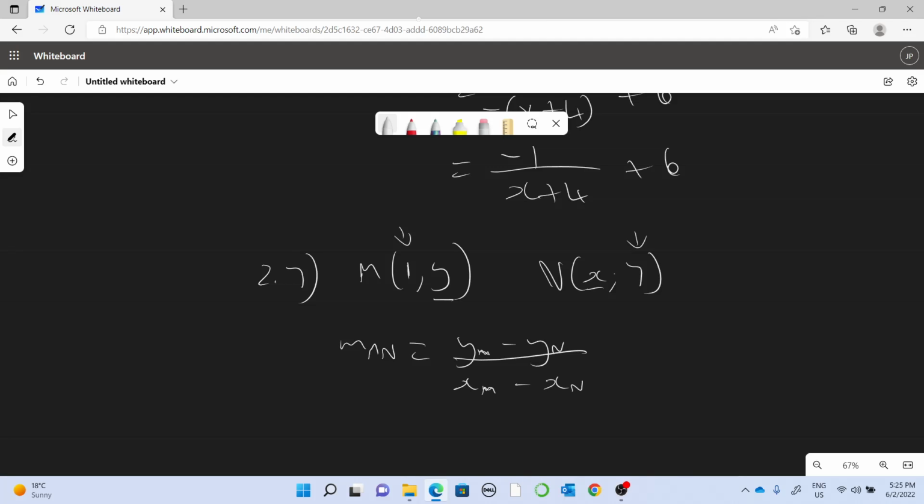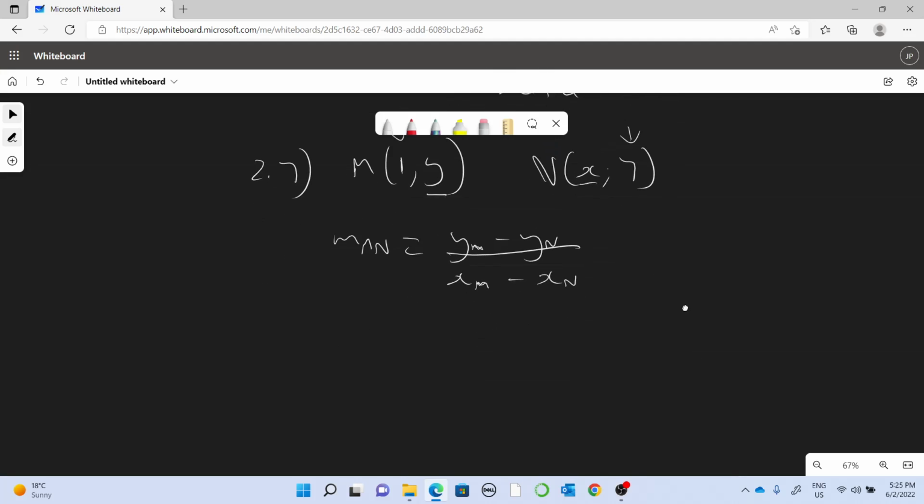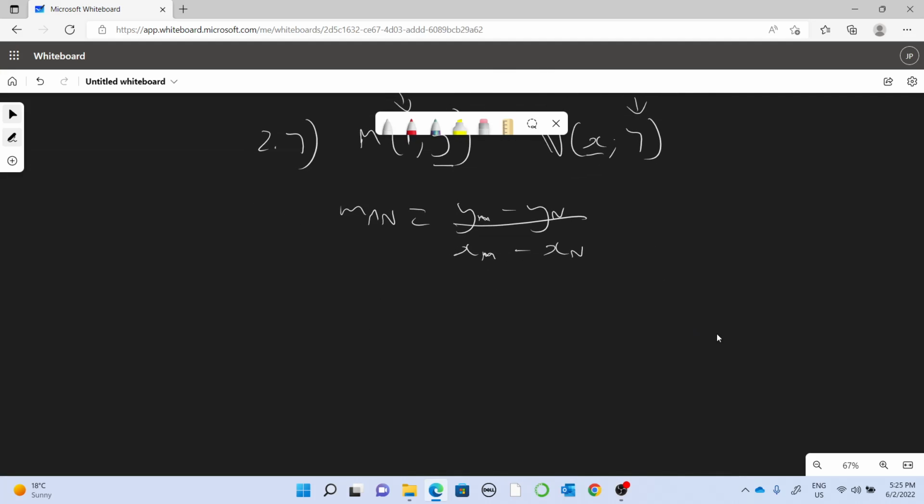But that I can do by substituting, because I do have a function that defines these points. They said it goes through this function, f(x). So it goes through this function: 2 to the power of x minus 2, plus 6.